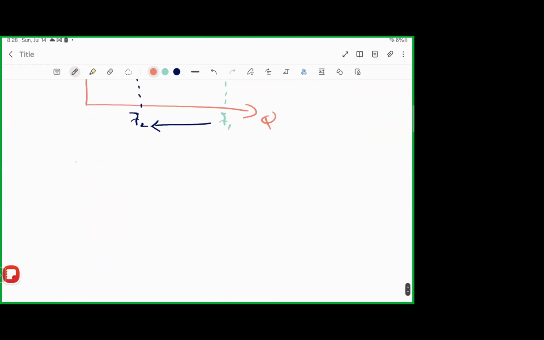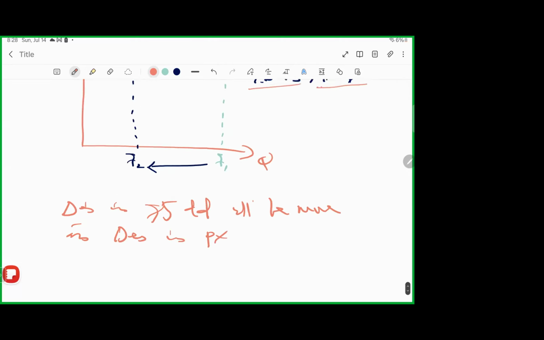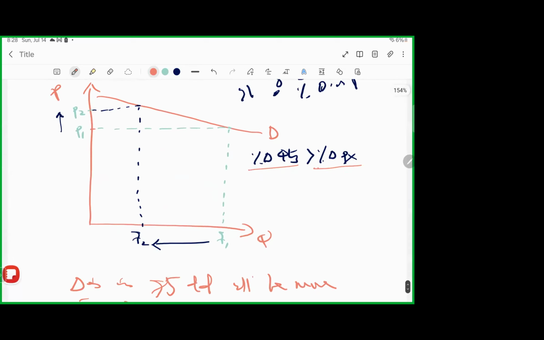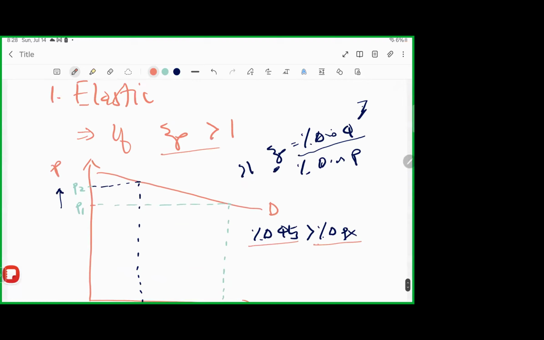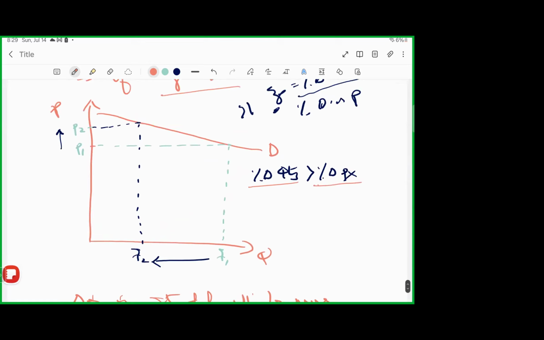So basically, it means that changes in quantity demanded will be more than changes in what? In price. Which means that if demand for a particular commodity is elastic, the elasticity will be greater than 1. And once it is greater than 1, the changes in quantity demanded will be more than the changes in price. So if you increase price by 2%, quantity demanded will fall by more than 2%. If you increase price by 100%, quantity demanded will fall by more than 100%.